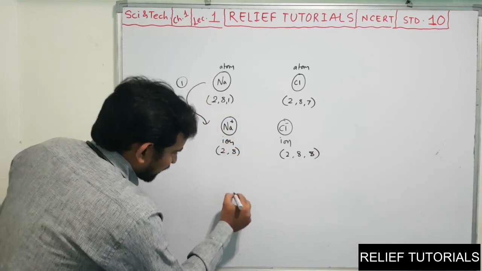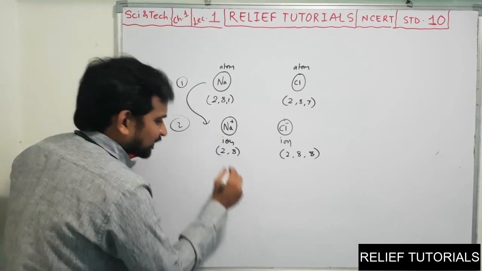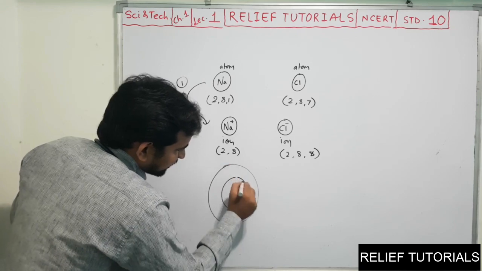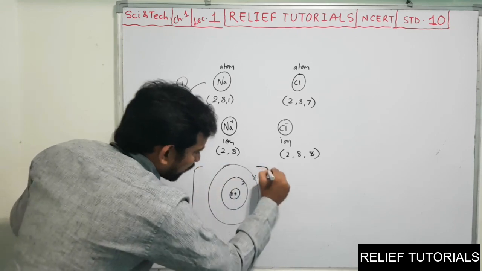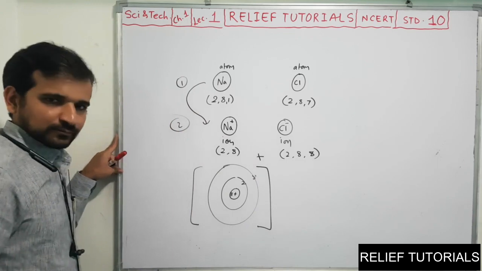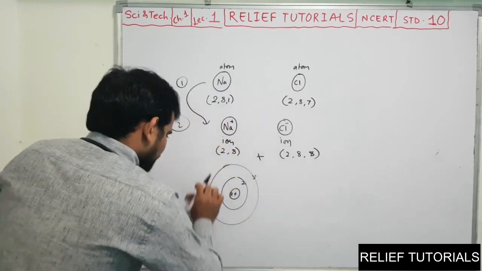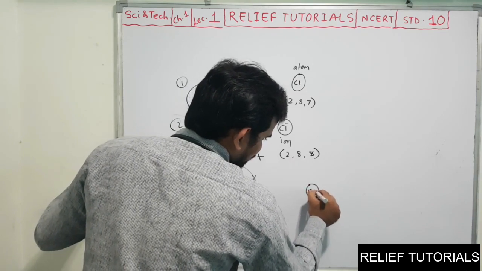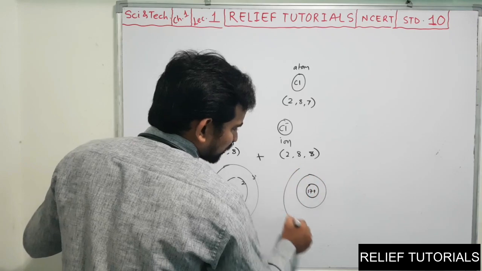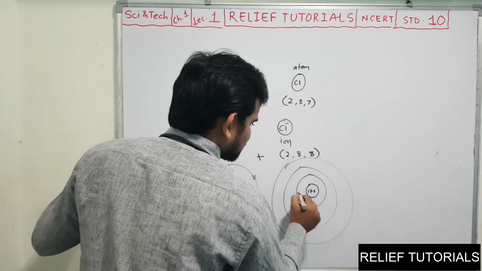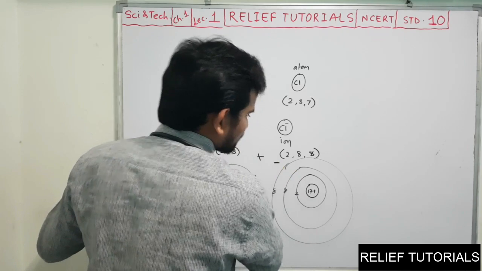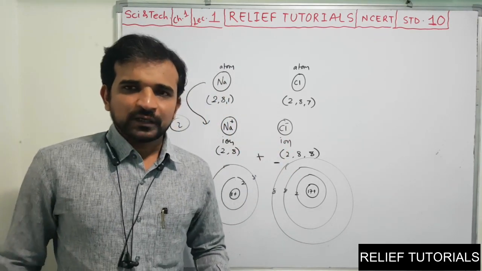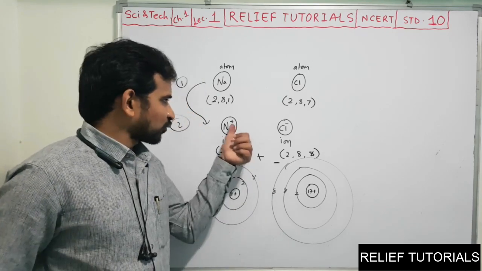Let me draw the whole ion. This is its nucleus. The nucleus has 11 protons. This is 2 and this is 8. I have drawn the whole sodium Na plus ion. This is plus and this is 2,8,8. Its nucleus has 17 protons. 2, 8, 8, and the whole has what charge? Negative charge.